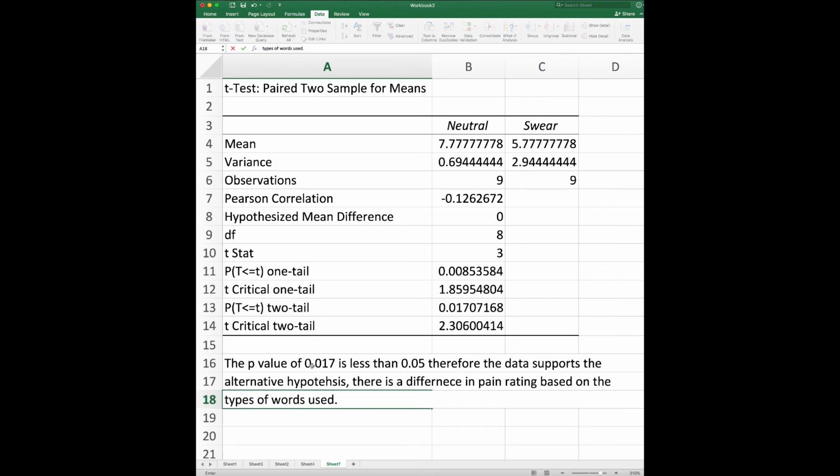If there's a relationship between the subjects and the columns of data, be sure to use the paired 2 sample test. If there's no relationship, we just use the 2 sample test for means.